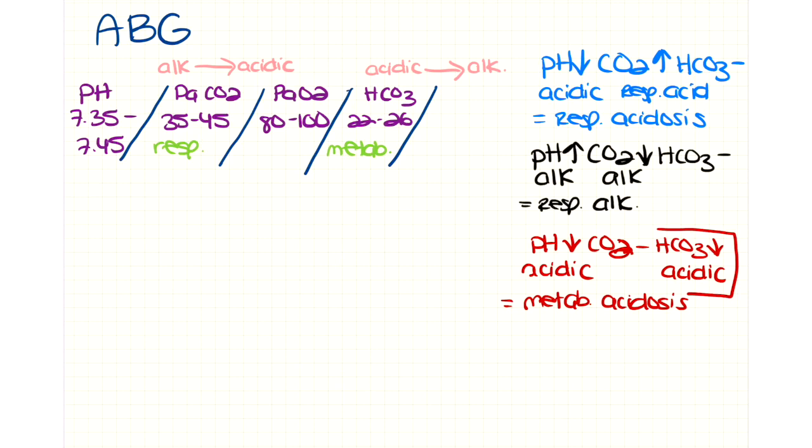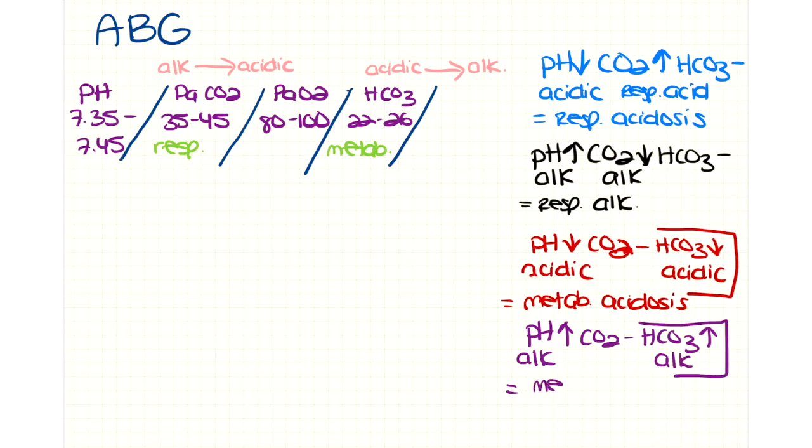Let's see. My pH is high, my CO2 is normal, my bicarbs are high, pH is high, so it's alkalotic, bicarbs are high, alkalotic, changes in bicarb, so it would be metabolic alkalosis.